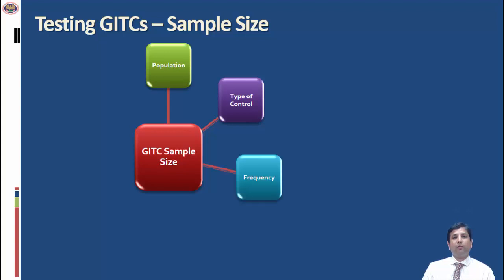The other factor when determining the sample size when testing GITC is the frequency of the control. So how often does the control operate? Is it daily? Is it monthly? Is it weekly? So we need to make a determination of the frequency of the control while determining the sample size. The size of sample is directly proportional to the frequency of the control.